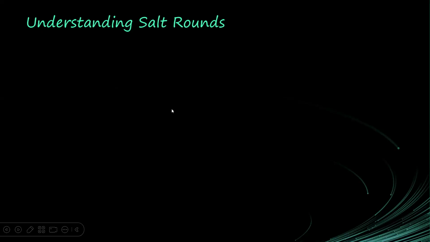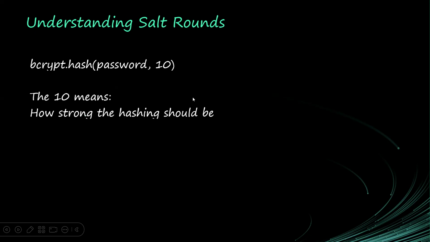So now let us understand the salt rounds. bcrypt.hash will take your password and then it will take something we call the salt rounds. 10 means how strong the hashing should be. If you give a higher number, it will be stronger and more secure, but it will be slower. So 10 is okay, but any number higher than 10 is also fine, it just means that it will be slower.